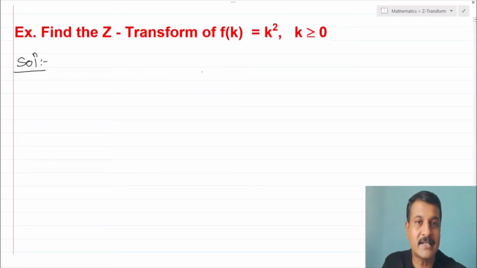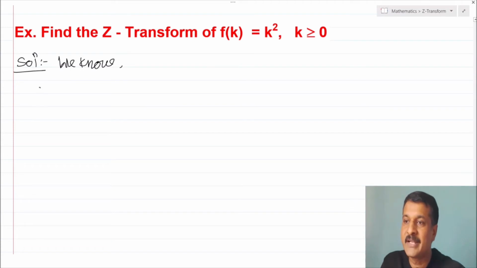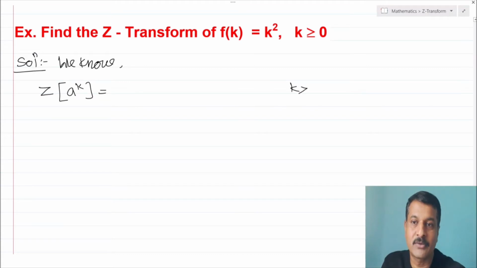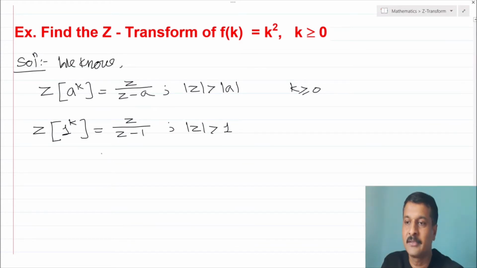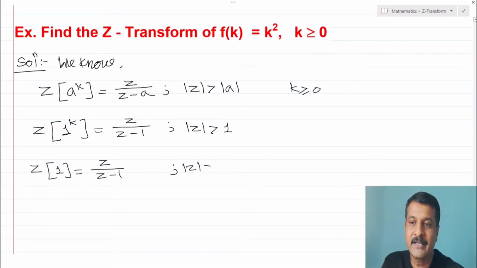So how to find the z transform of 1? As we know, the z transform of a raised to k, where k is greater than or equal to 0, is z upon z minus a, where mod of z is greater than mod of a. The same thing I can write for the z transform of 1 raised to k: it is z upon z minus 1, where mod of z is greater than 1. Because 1 raised to k is nothing but 1, I am getting the z transform of 1 is z upon z minus 1, where mod of z is greater than 1.